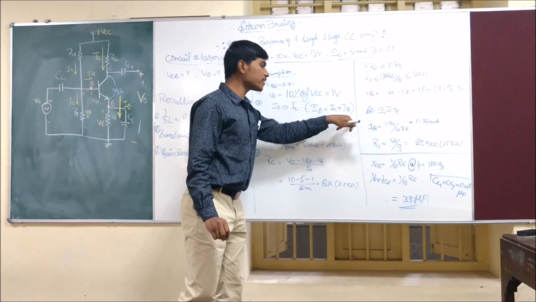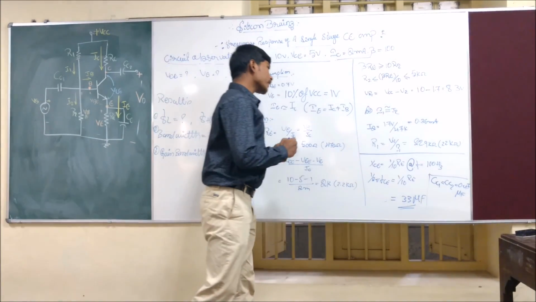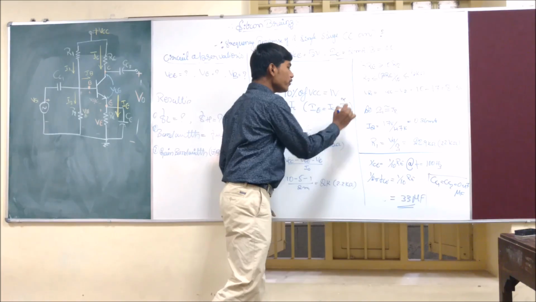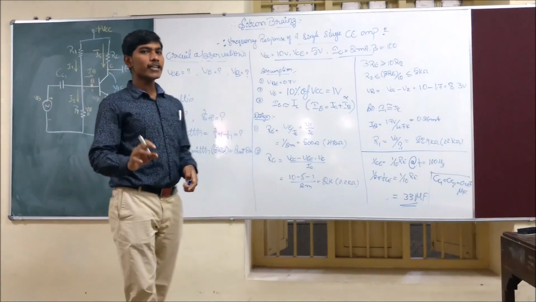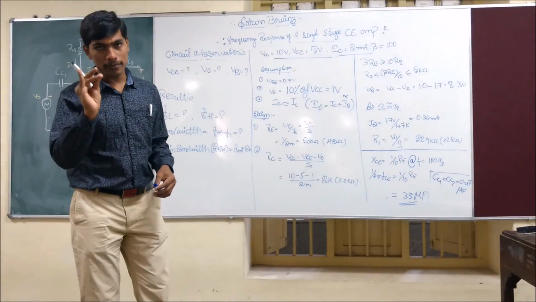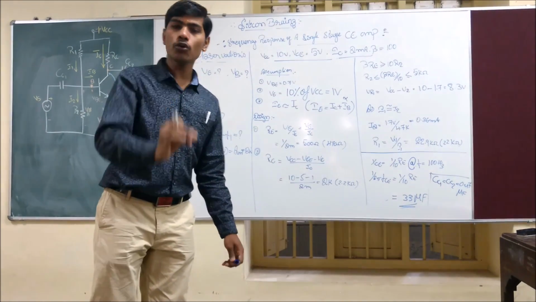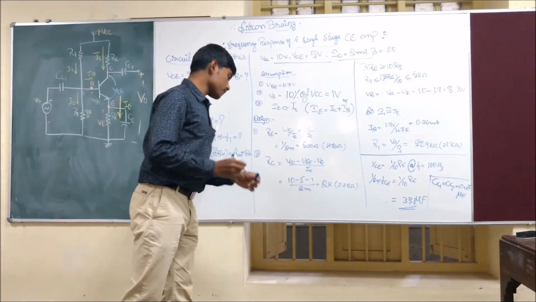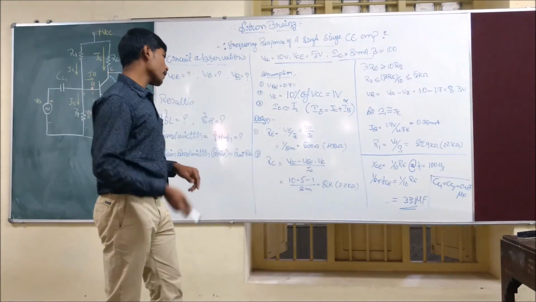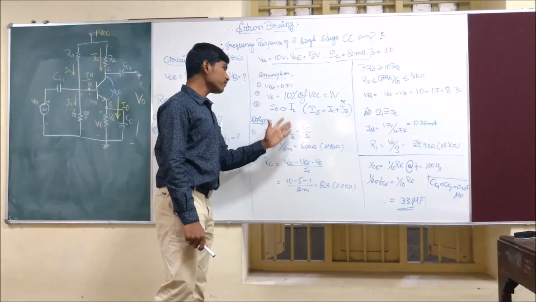IE is equal to IC plus IB, but we want to neglect IB. Why do we neglect IB? We know that the base current of the transistor is very small, in terms of microamperes compared to milliamperes. So that's why we neglect this. Okay, let's come back to the design.